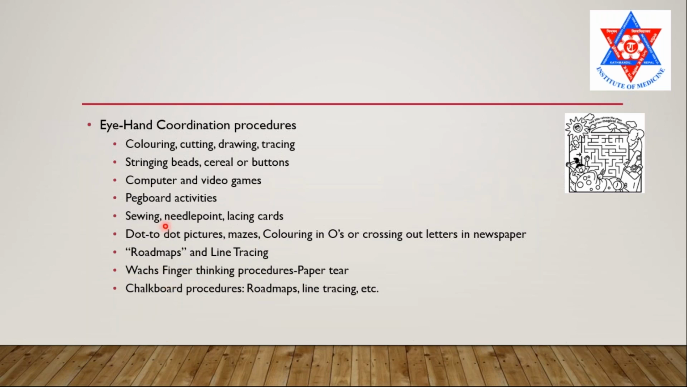Some of these procedures can be performed in the office, and some, especially procedures like coloring, cutting, drawing, and the computer and video games, can be done as home therapy for the child. So first, again, was establishing the central fixation, the oculomotor procedures, then the accommodative procedures, and then the eye-hand coordination procedures.